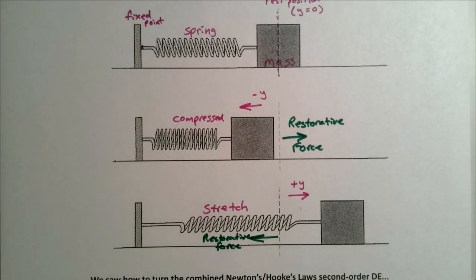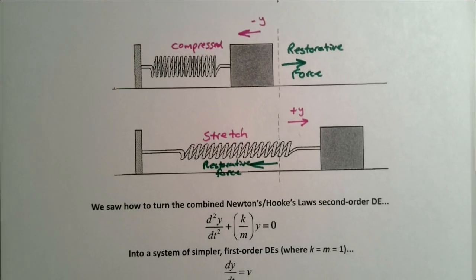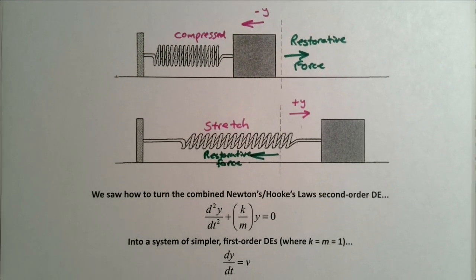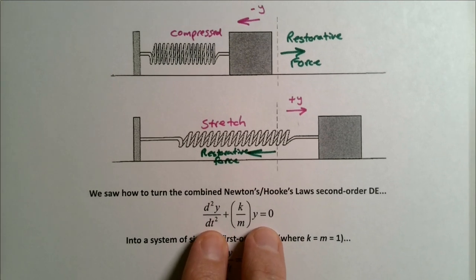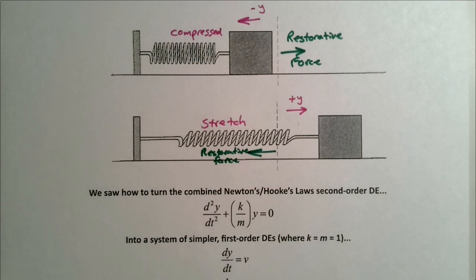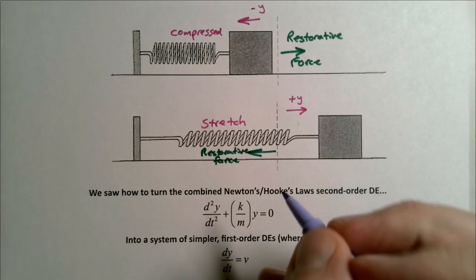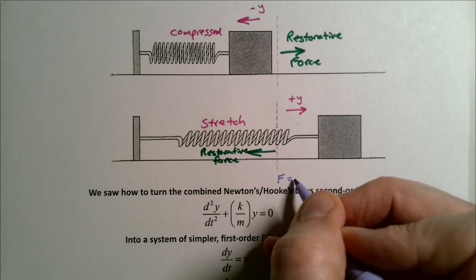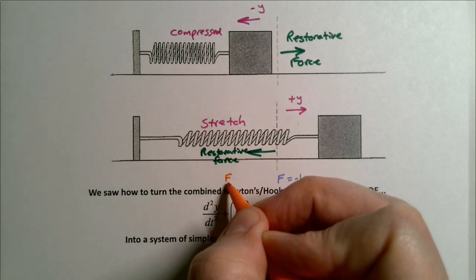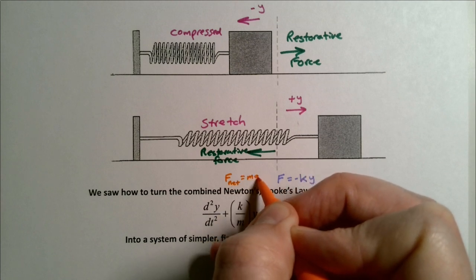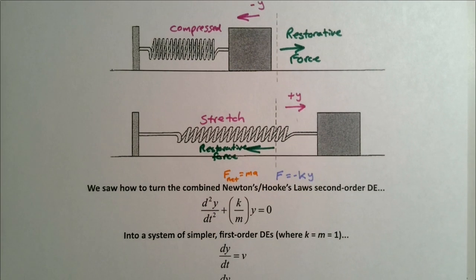So just as context, this is where we were before. We saw how we could use Newton's law and Hooke's law and a little bit of algebraic manipulation, and we found that we have a second order differential equation. If you remember, Hooke's law was that the restorative force is equal to negative k times y. And Newton's law was that the net force is equal to mass times acceleration. Whatever the object is, that's always the case. The net force on an object is equal to its mass times its acceleration.